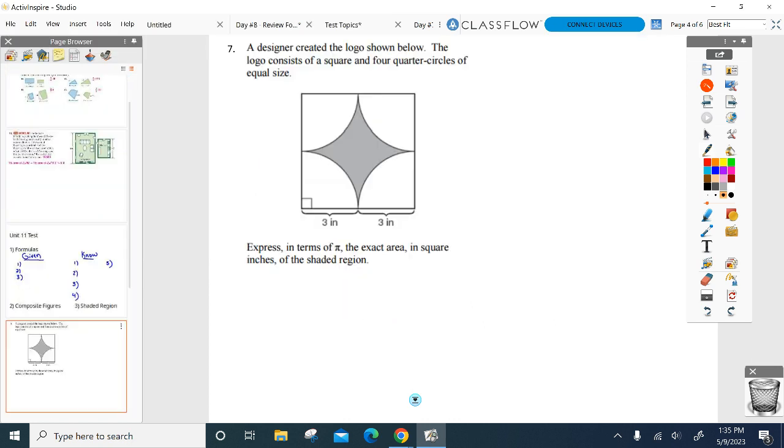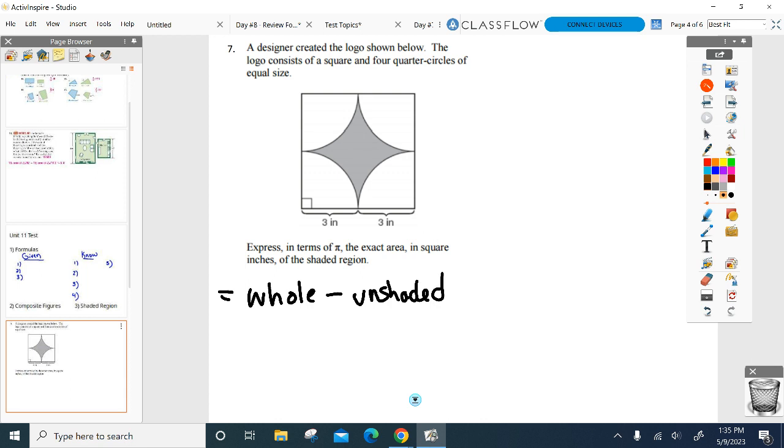There it is, number 7. Make sure you read through all the givens. It's a square, 4 quarter circles, equal in size. What's the area of the shaded region? That wasn't a formula I put up that you needed to know. It's just a concept. How do I find the shaded region? I find the area of the whole thing, which you definitely should be able to, and then subtract out whatever's unshaded, which you should be able to figure as well.